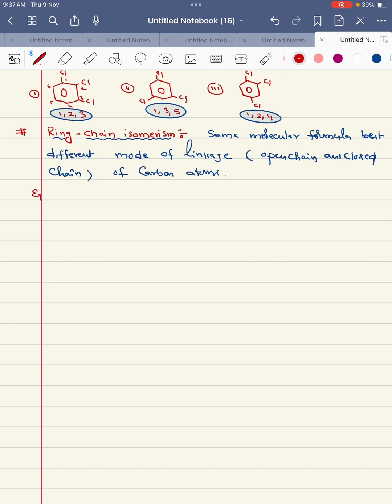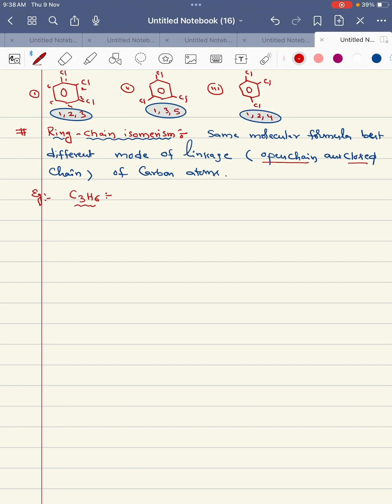For example, the molecular formula C3H6 has the following types of isomers. First, I am going to write the open chain isomer. Second, I am going to write the closed chain compound. C3H6. It means that it is one of the alkenes.